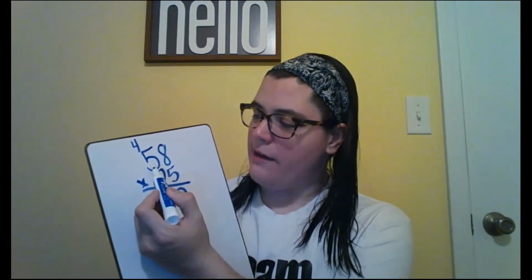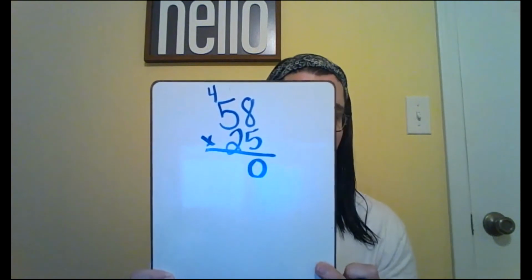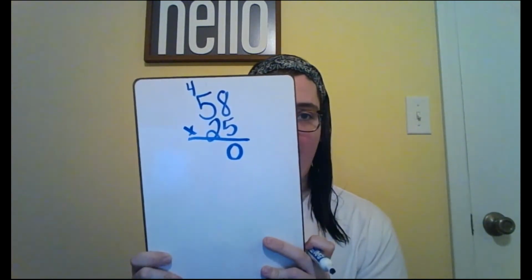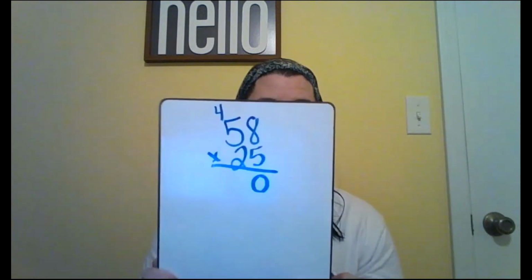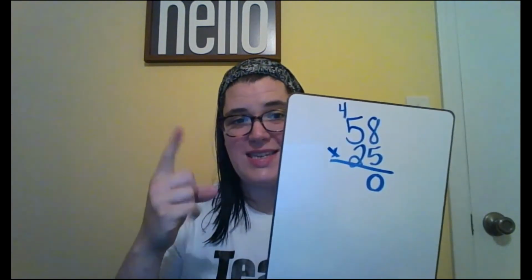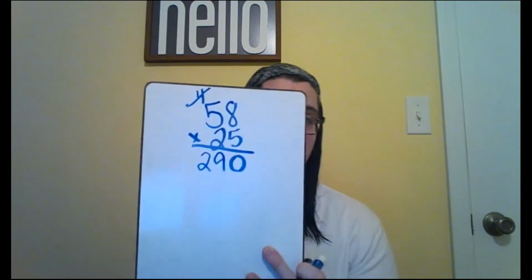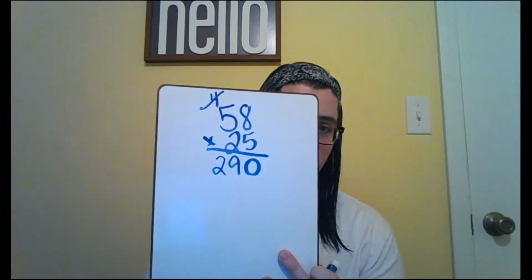So then we have 5 times 5. We know that 5 times 5, 5, 10, 15, 20, 25. 5 times 5 is 25. And then we're going to do 25 plus our 4. 25, 26, 27, 28, 29. And we get 29. So we're going to write out our 29. I'm going to mark off the 4 because I know I already used it.